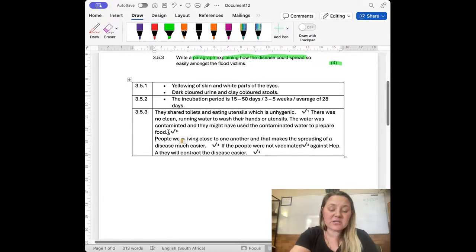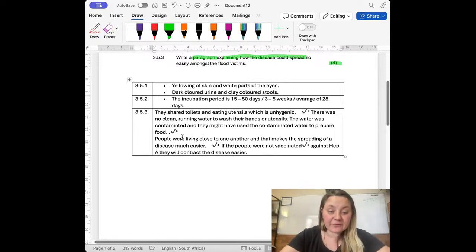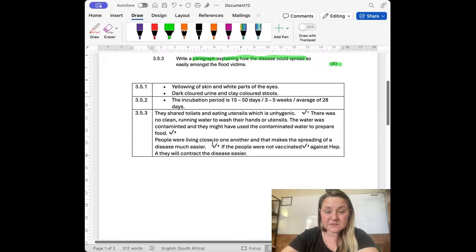So we've actually answered more than what the question asked for. We gave 5 explanations, and they only asked for 4. So a marker is going to mark until you have 4 marks. But obviously, if you don't have 4 correct answers, they will mark however many you have correct. So I hope that this has helped.